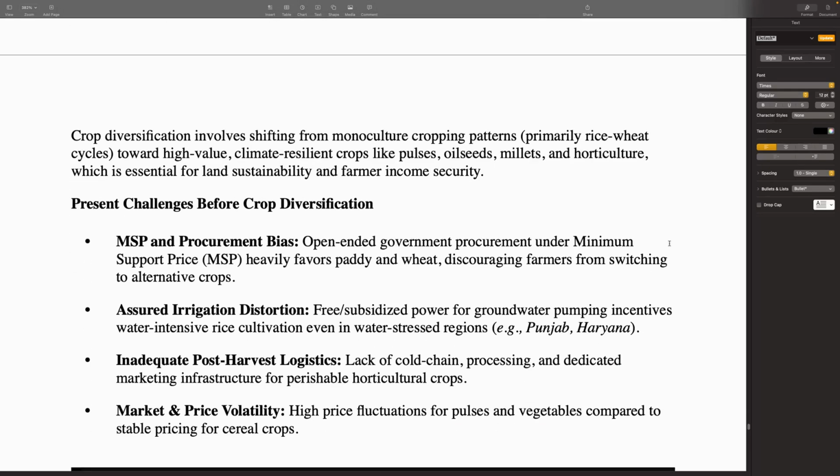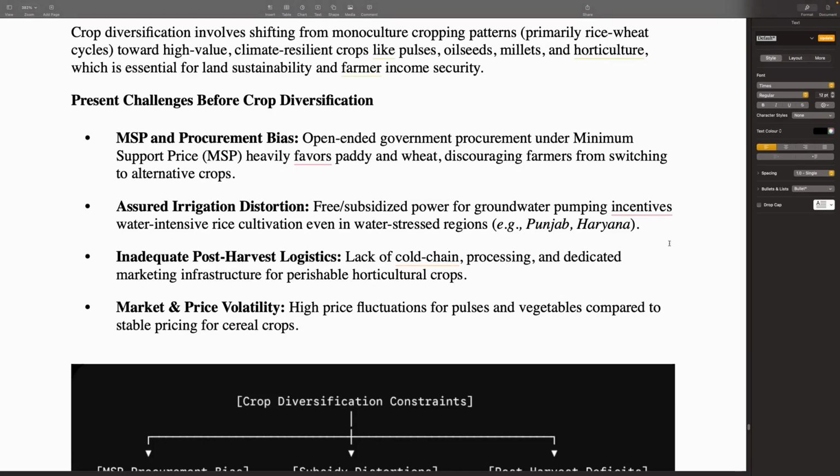Present challenges before crop diversification. MSP and procurement bias: open-ended government procurement under minimum support price. MSP heavily favors paddy and wheat, discouraging farmers from switching to alternative crops. Assured irrigation distortion: free, subsidized power for groundwater pumping incentivizes water-intensive rice cultivation even in water-stressed regions like Punjab and Haryana. Inadequate post-harvest logistics, lack of cold chain, processing, and dedicated marketing infrastructure for perishable horticultural crops.